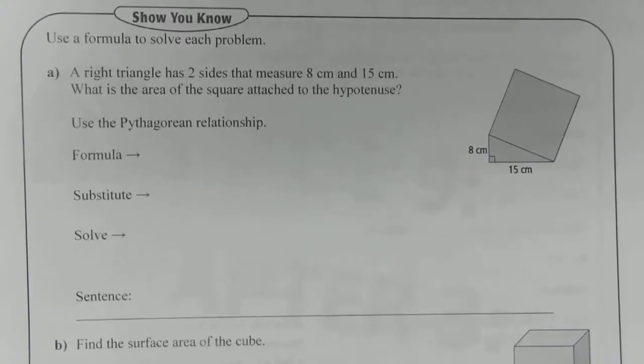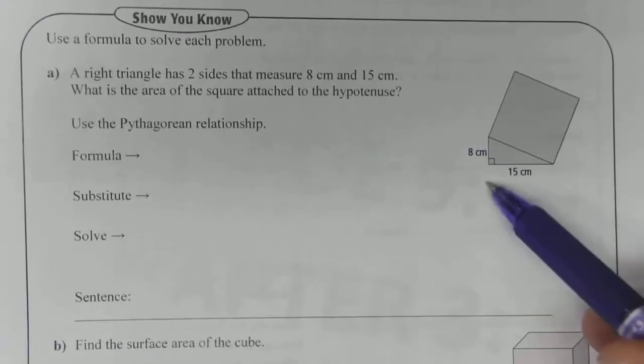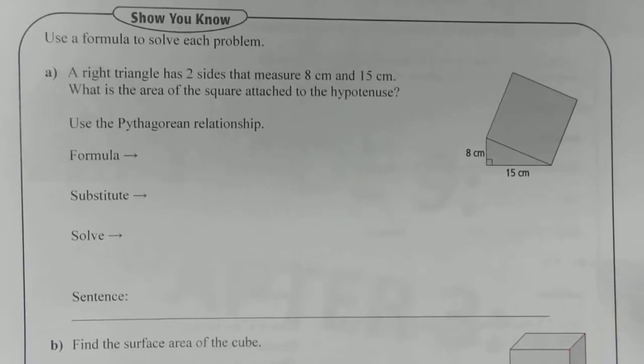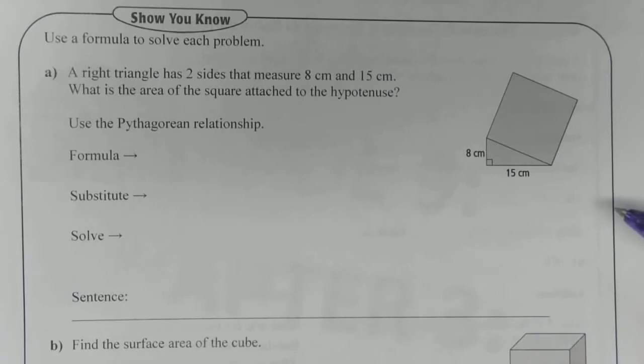We start with a formula to solve each problem. A right triangle has two sides that measure 8 centimeters and 15 centimeters. What is the area of the square that is attached to the hypotenuse?